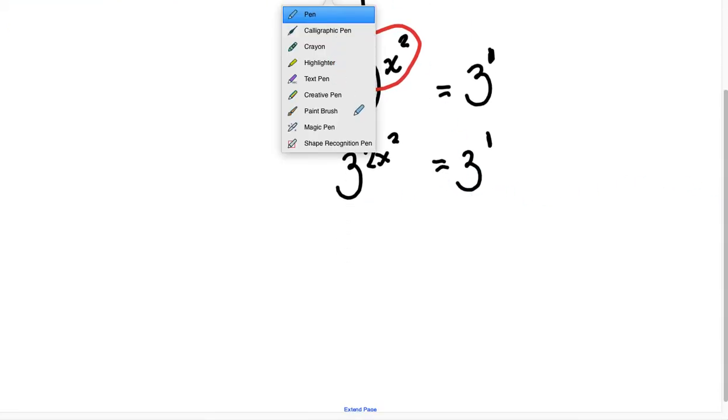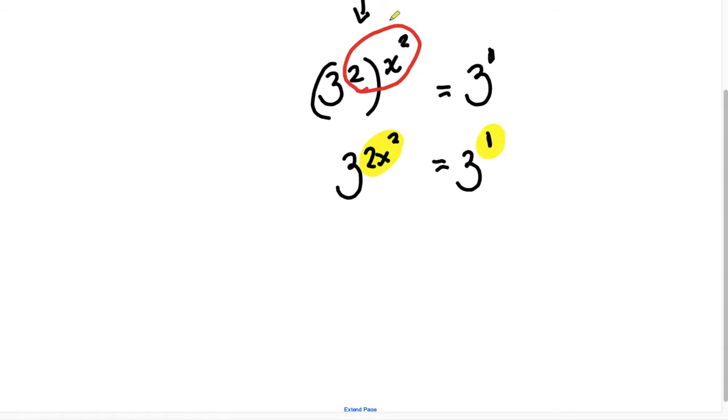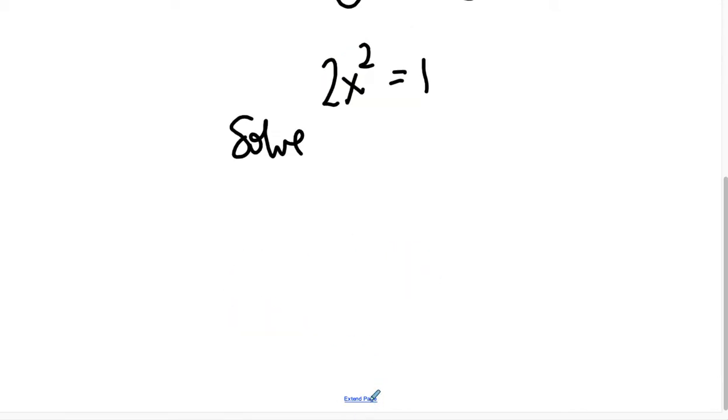Now I'm going to take my exponents and I'm going to make them equal to each other. So we have 2x squared equals 1, and that's what I want to solve for, right? So again, we have 2x squared is equal to 1. Okay, don't take the square root first because you have to get rid of this 2. So we're going to divide by 2 first. And then we have x squared equals 1/2.